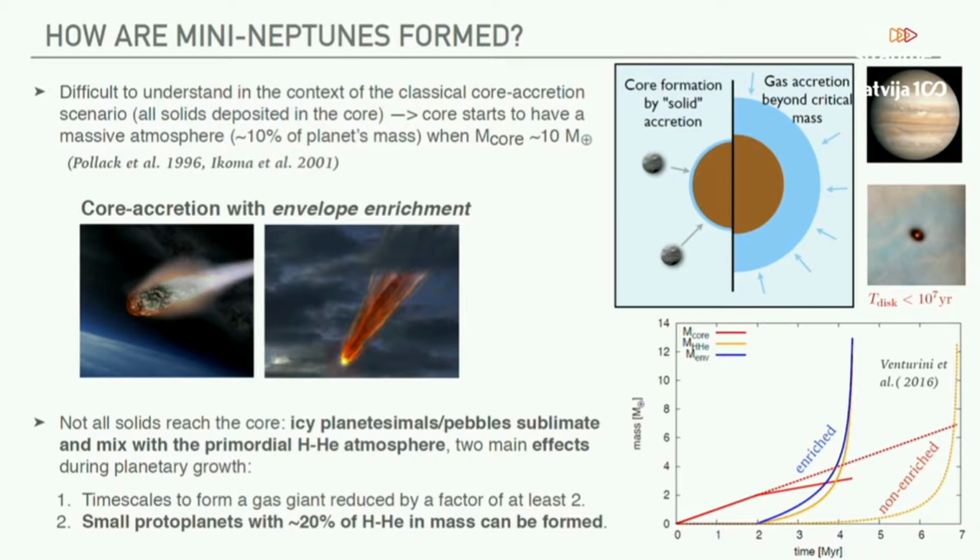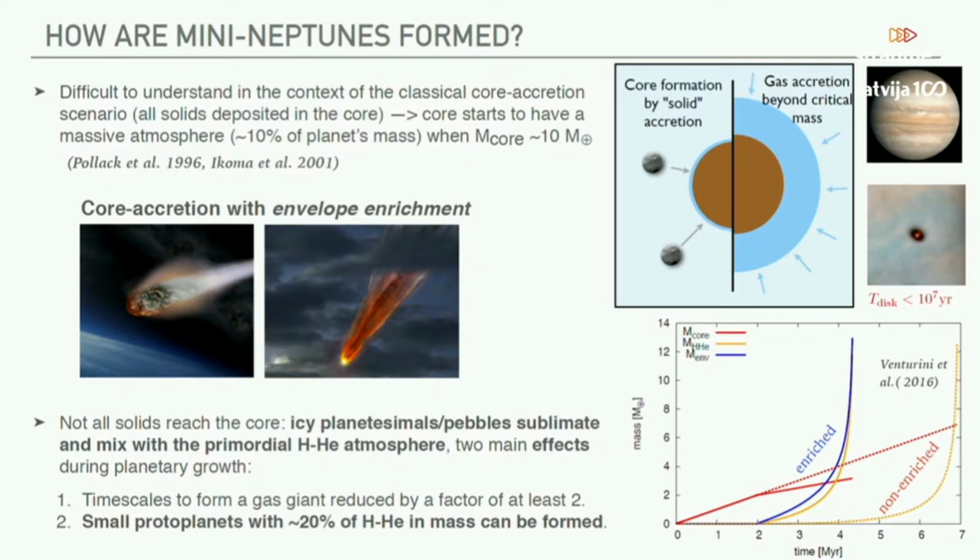If we include this effect in the formation models, there are mainly two effects that happen, and it's illustrated in this plot. This is the growth of a planet. The dashed lines indicate the classical case where everything sinks to the core and the atmosphere is just hydrogen and helium. The red is the mass of the core, and yellow is the mass of hydrogen and helium. You see that here the crossover time, the time scale to form a gas giant, is 7 million years.